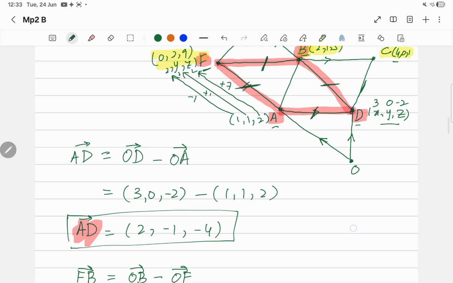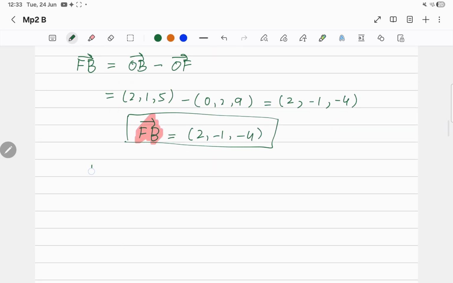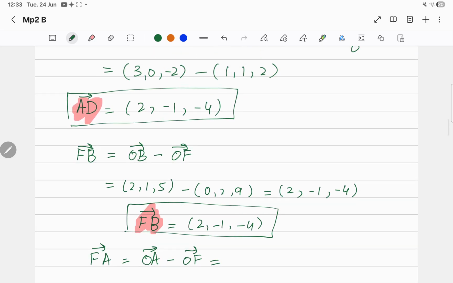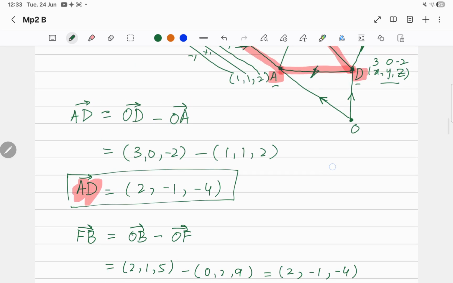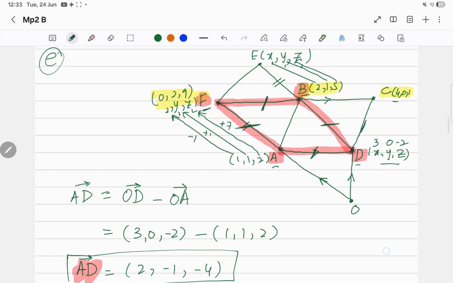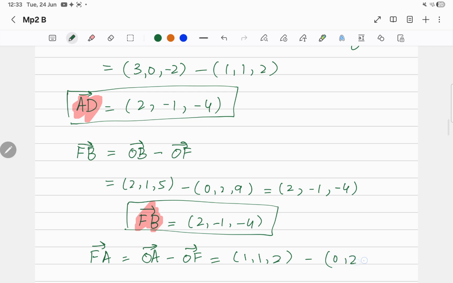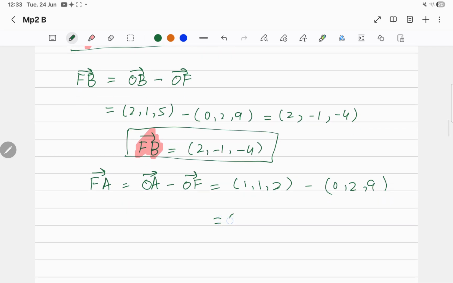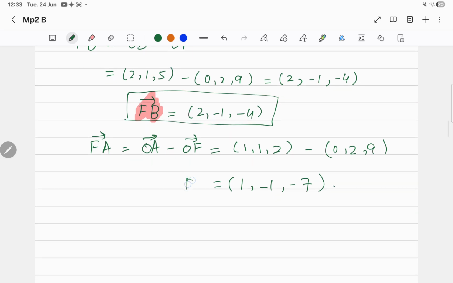So let's work out FA now. FA will be OA minus OF, and OA is position vector A, which has the coordinates 1, 1, 2, minus OF, and OF is 0, 2 and 9. So if you take away these two vectors, 1 minus 0 is 1, 1 minus 2 is minus 1, and 2 minus 9 is minus 7. So these are the coordinates of FA.